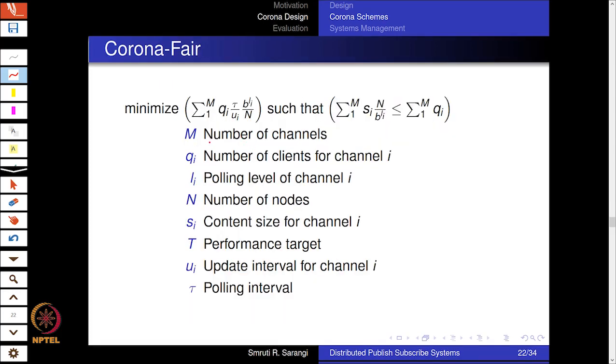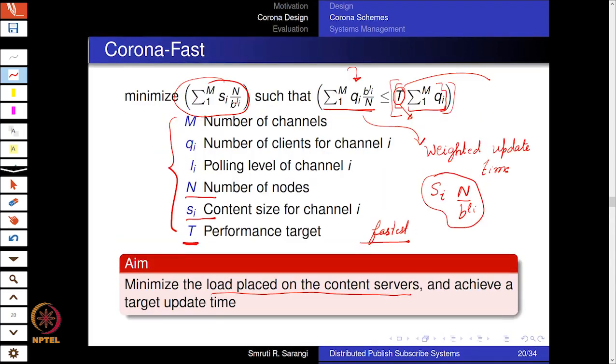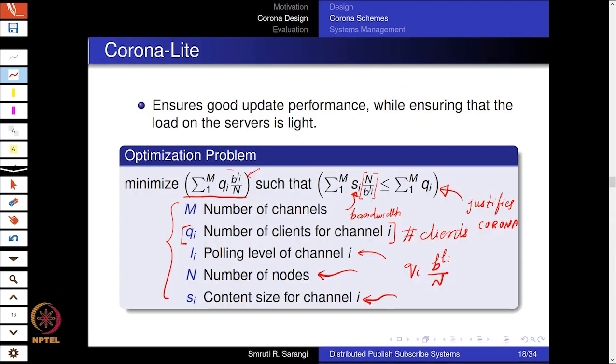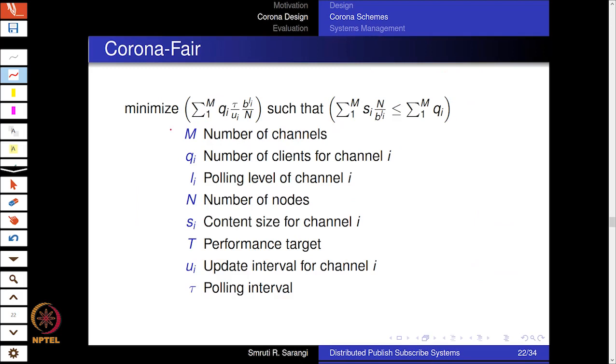So it introduces a few additional variables. Recall that this structure Qi, B and N is similar to Corona Lite, Qi, B and N. So this is kind of Corona Lite plus plus, where this is the normalized update time Qi, B, Li, N multiplied with tau, which is the polling interval. This should have been there. And also the polling interval can be different for different channels.